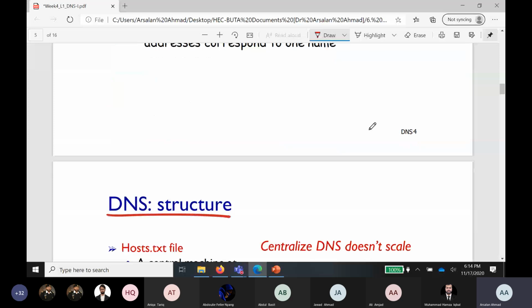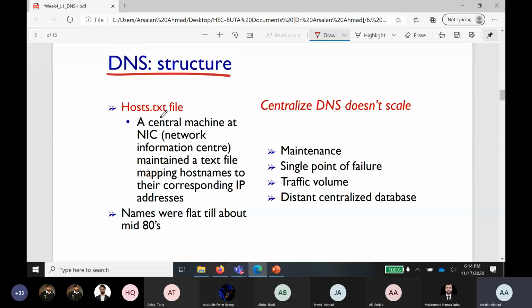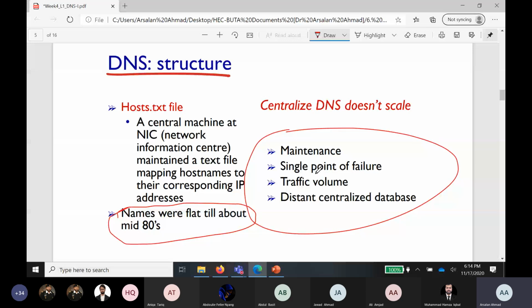And we studied the structure. Previously, at the start of the internet, the names were flat, and there were very few devices connected to the public internet. The names were flat, and there was only one central machine. But definitely centralized DNS doesn't scale, because it has all of these problems: maintenance, single point of failure, traffic volume, and then definitely where to put that database. It would be distance-centralized. If we put it in the USA, it will be far away from many other countries, and if you put it somewhere else, then the same problem arises. So these were the problems.